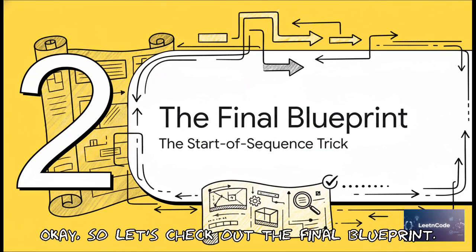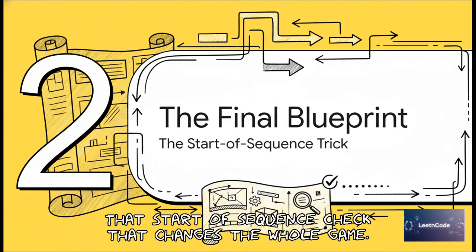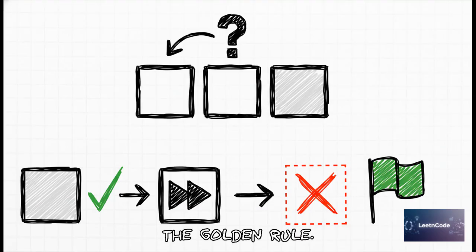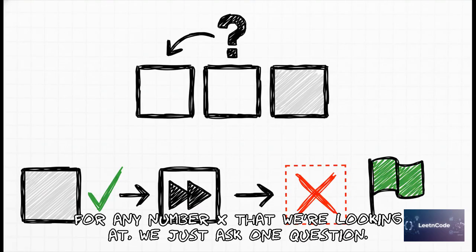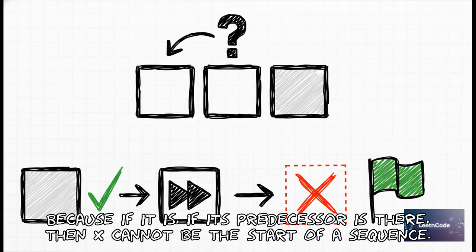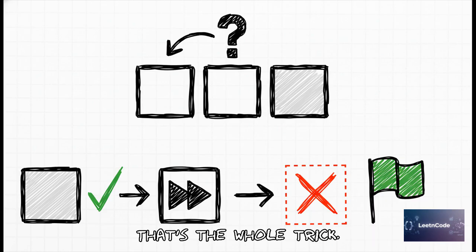Okay, so let's check out the final blueprint. This is where we introduce that one simple trick, that start of sequence check that changes the whole game. And here it is, the golden rule. It's so simple. For any number x that we're looking at, we just ask one question: is x minus 1 also in our set? Because if it is, if its predecessor is there, then x cannot be the start of a sequence. It's just another link in the chain. So we just skip it. That's it. That's the whole trick.